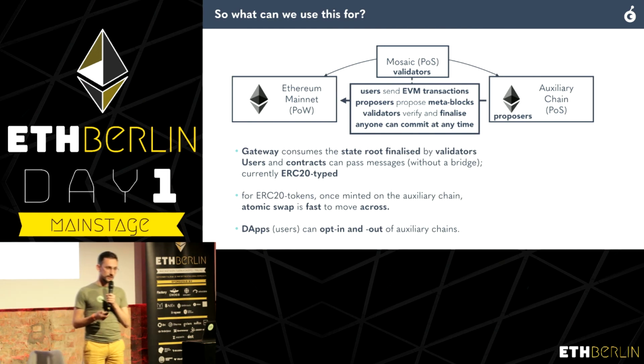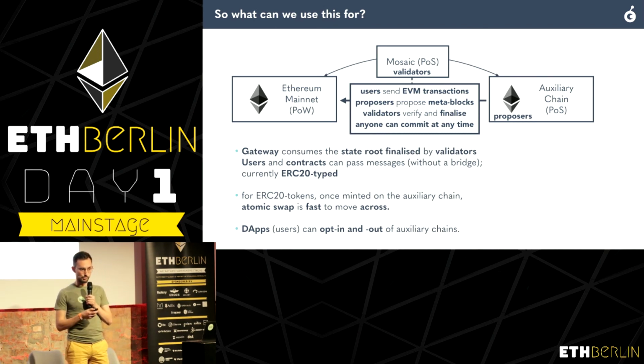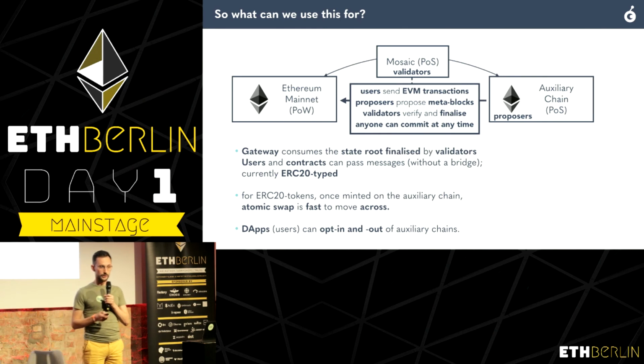The first reason is now this gateway protocol can consume the state root finalized by the validators. But the interesting part is that users and also contracts can now pass messages, ERC20 tokens specifically, without any bridge or validator set confirming their specific transfer onto and off of the auxiliary system. And importantly, it's now also possible to just atomically swap them.